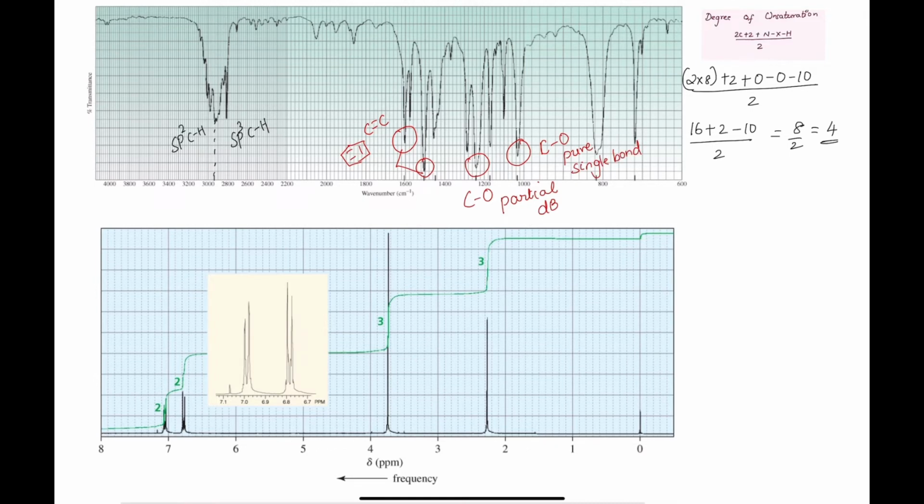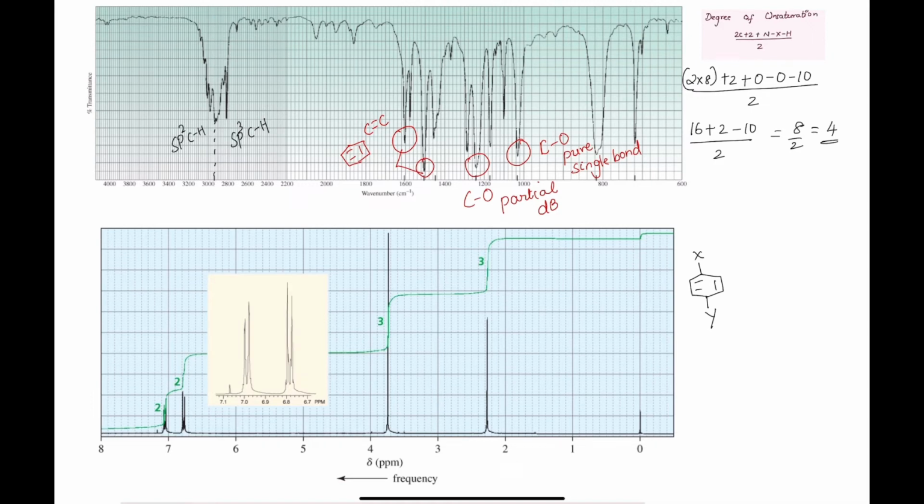Now let's take a look at the NMR spectrum. From the NMR spectrum, it's very obvious that there are some aromatic protons, which account for a total of 2 plus 2, equivalent to 4 protons, and they appear as 2 doublets. When you see 2 doublets equivalent to a total of 4 protons, it is consistent with a para-substituted benzene, which has this structure. This is a 1,4-substituted or para-substituted benzene, where there is one group in the first position and the other in the fourth position.